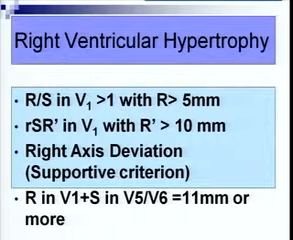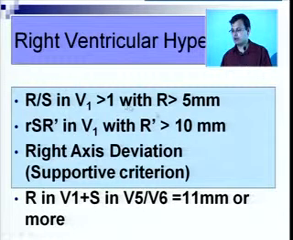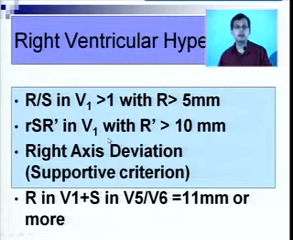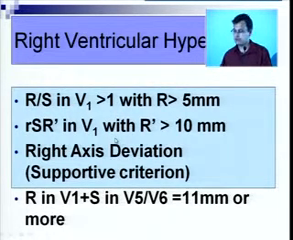In right ventricular hypertrophy, the classical finding is that the R wave height has suddenly increased. Normally it is very minuscule in lead V1, and when its height becomes more than the S wave, it means that the right ventricle is hypertrophied, and its height is usually more than 5 mm. Or if there is an RSR dash pattern in V1, then the R dash size will be more than 10 mm. The third feature we can use is right axis deviation to identify right ventricular hypertrophy.